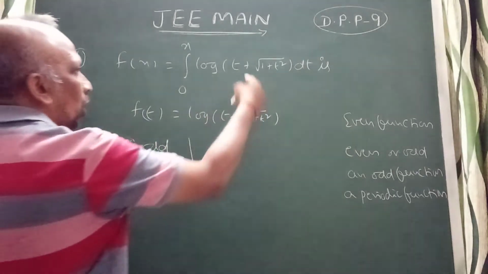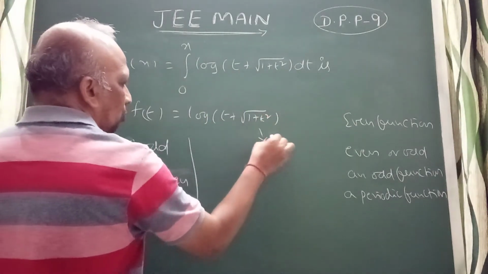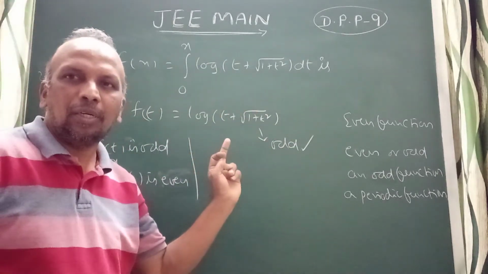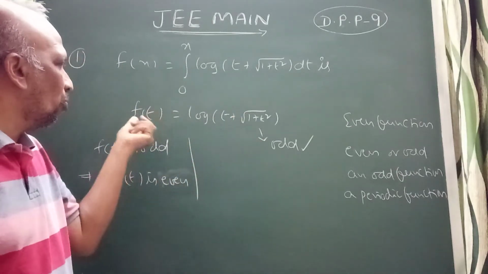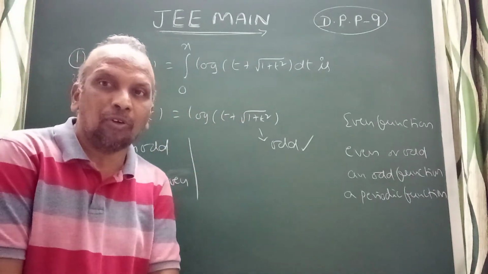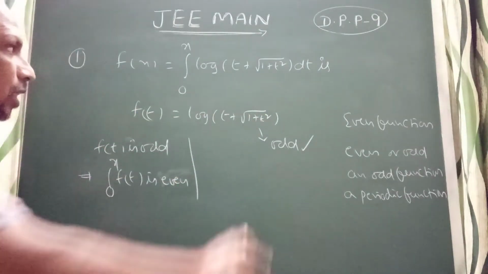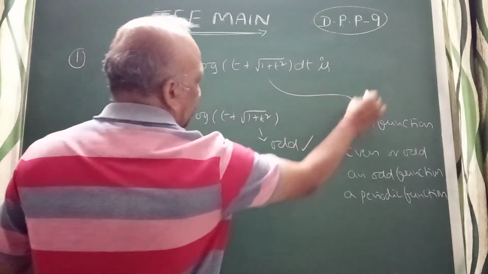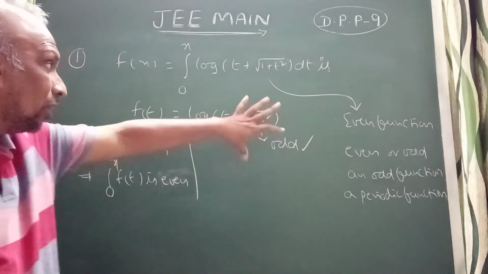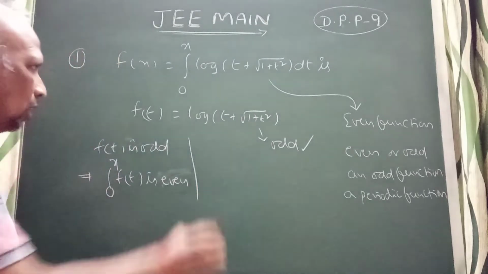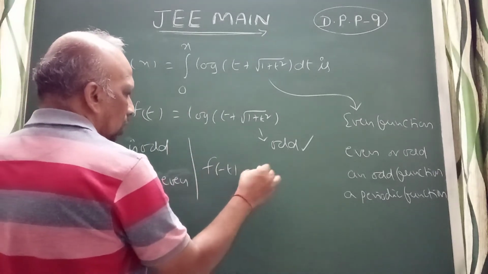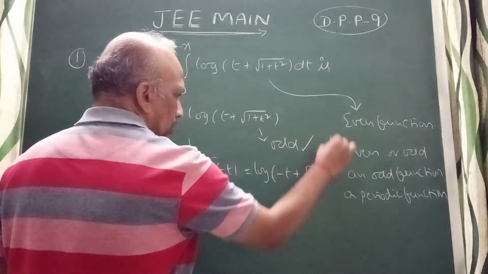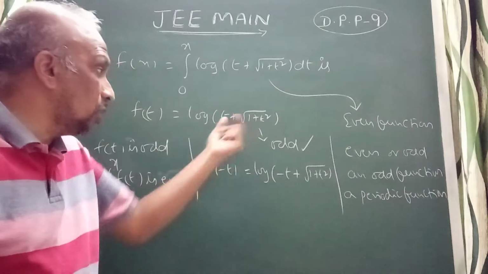But here you can see f of t is log of t plus root of 1 plus t square. This is an odd function. Replace t with minus t and rationalize it. It gives minus log of this, so f of minus t equals minus f of t. This function is an odd function. Since this function is odd, this entire integral is an even function. So your answer is even function. You can verify how it is odd by checking f of minus t. If you take log of minus t plus root of 1 plus t square, you will get 1 plus t square.